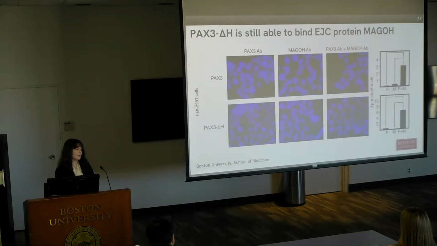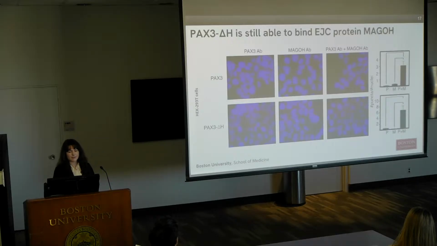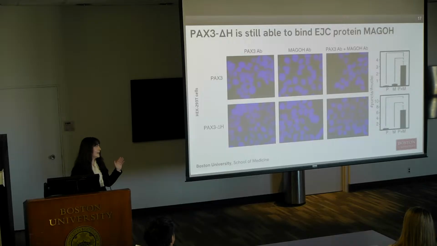I performed a proximity ligation assay where the readout of this is puncta, all of those red dots you'll see here. And each one of these represent either a protein-protein interaction or two proteins very close to one another. And so up top in the rightmost column, you'll see PAX3 and MAGO, again, one of our EJC core proteins. And in our canonical PAX3, you'll see puncta, but also it's quantified to the right.